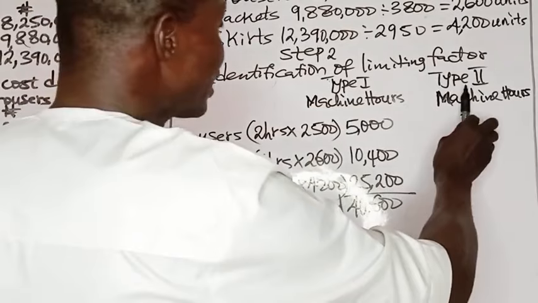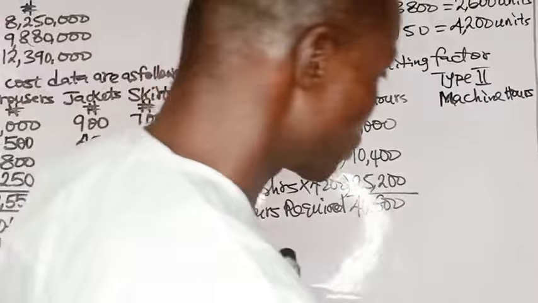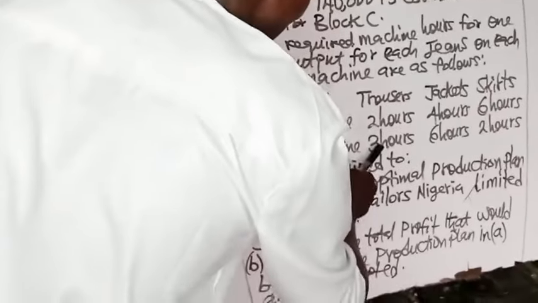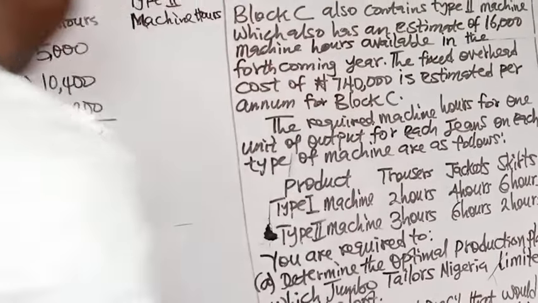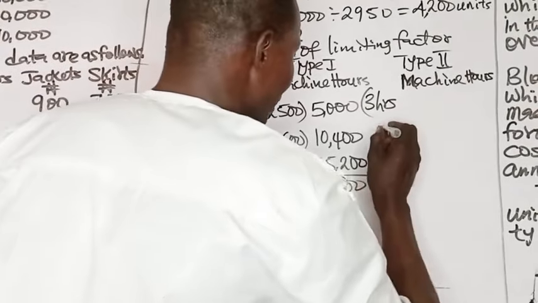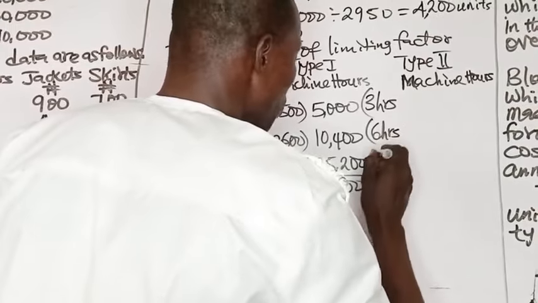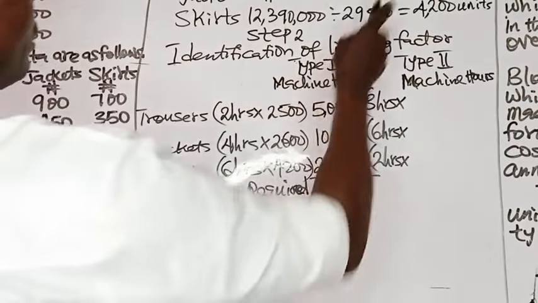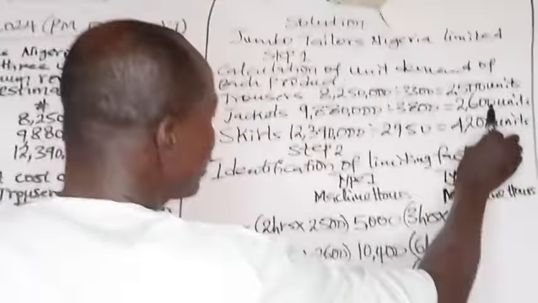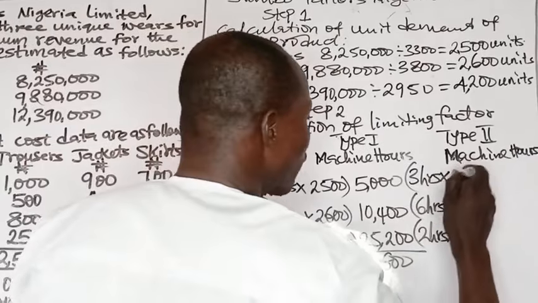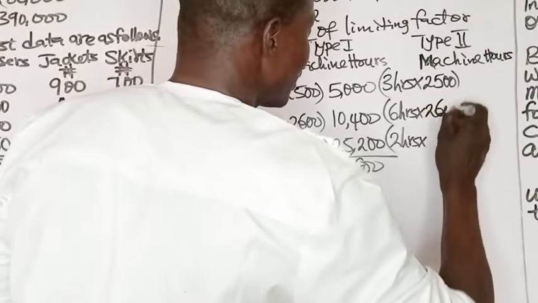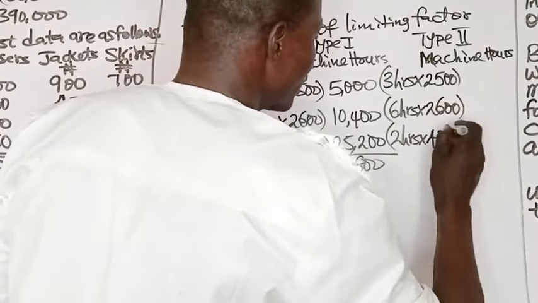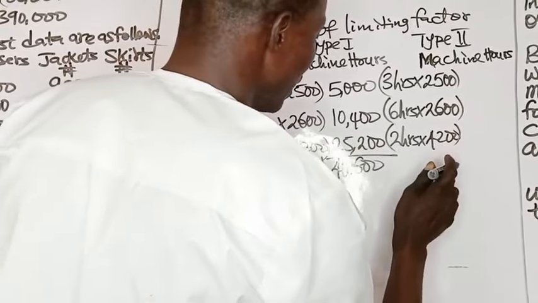Now let's calculate the type 2 machine hours required. So type 2 machine hours, 3 hours, 6 hours, 2 hours, multiplied by the unit demanded. Trousers 2,500 units, jackets 2,600 units, and skirts 4,200 units. If you multiply this, it will be 8,400.